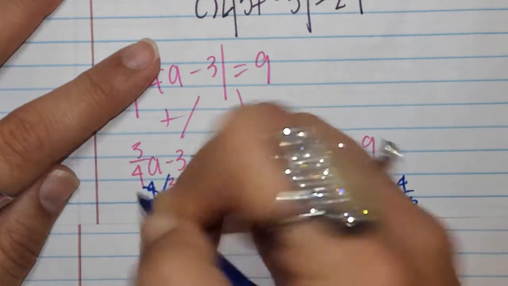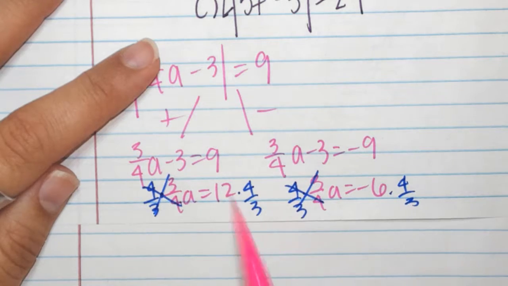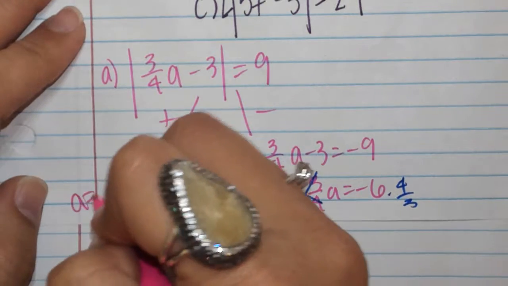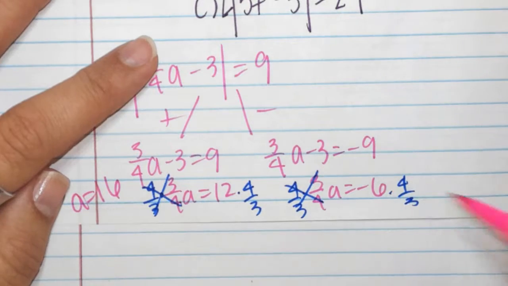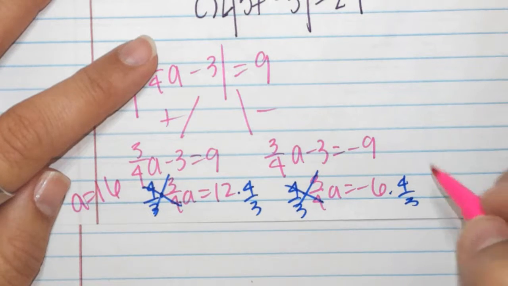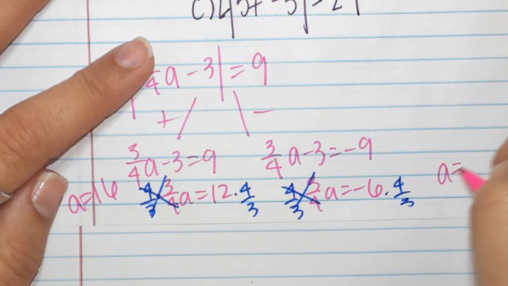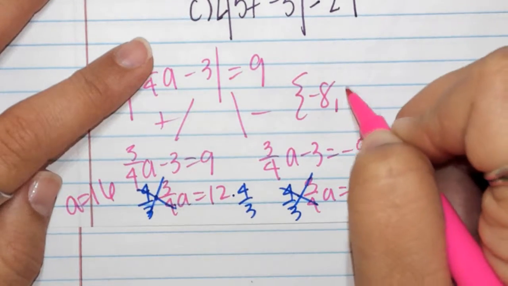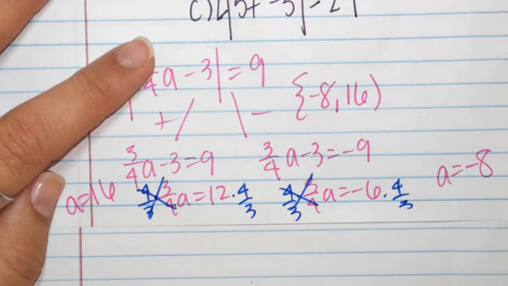Kill it. Alright, how many times does 3 go into 12? 4 times 4 is? Okay. How many times does 3 go into negative 6? And negative 2 times 4 is? Look at how easy that was. So our solution set is negative 8, 16.